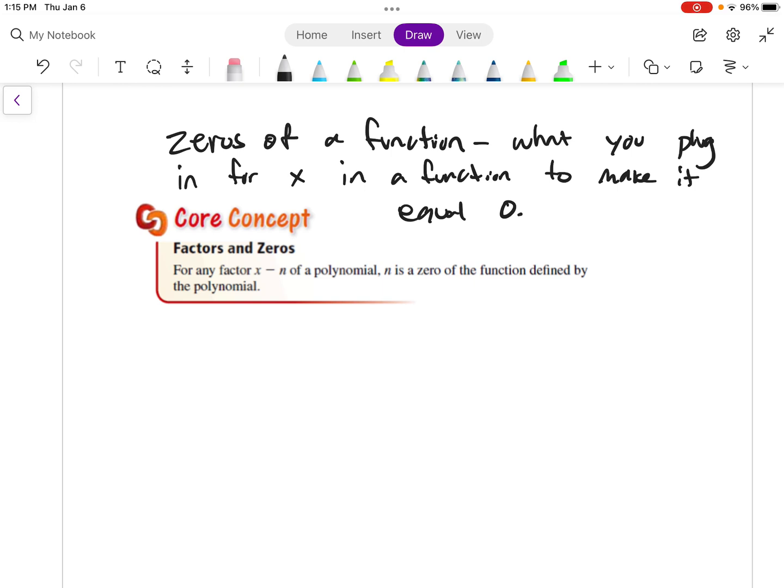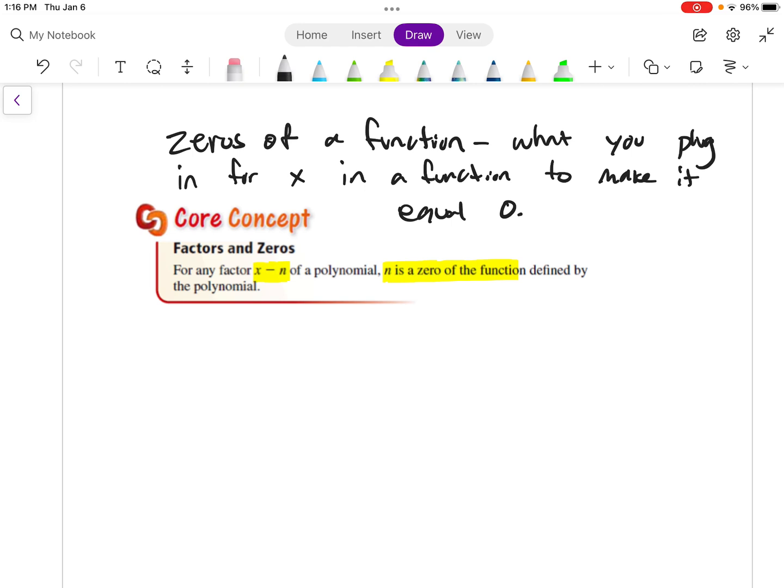I don't care if you write this next part down. Just read this with me. It says factors and zeros. It says for any factor x minus n, so if you have a factor x minus n, that means that n is a 0 of the function. And I'll show you an example on what that means. That definition makes it sound complicated, but it's really not.